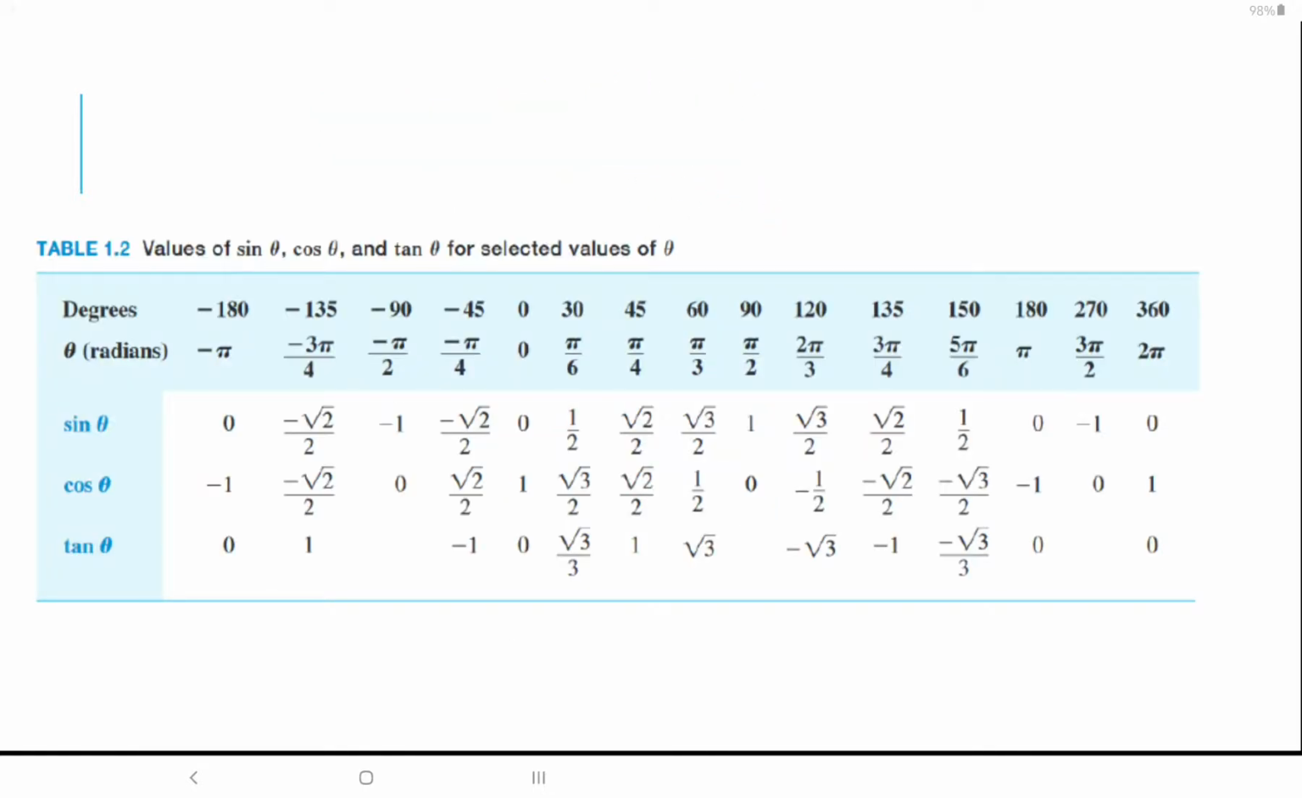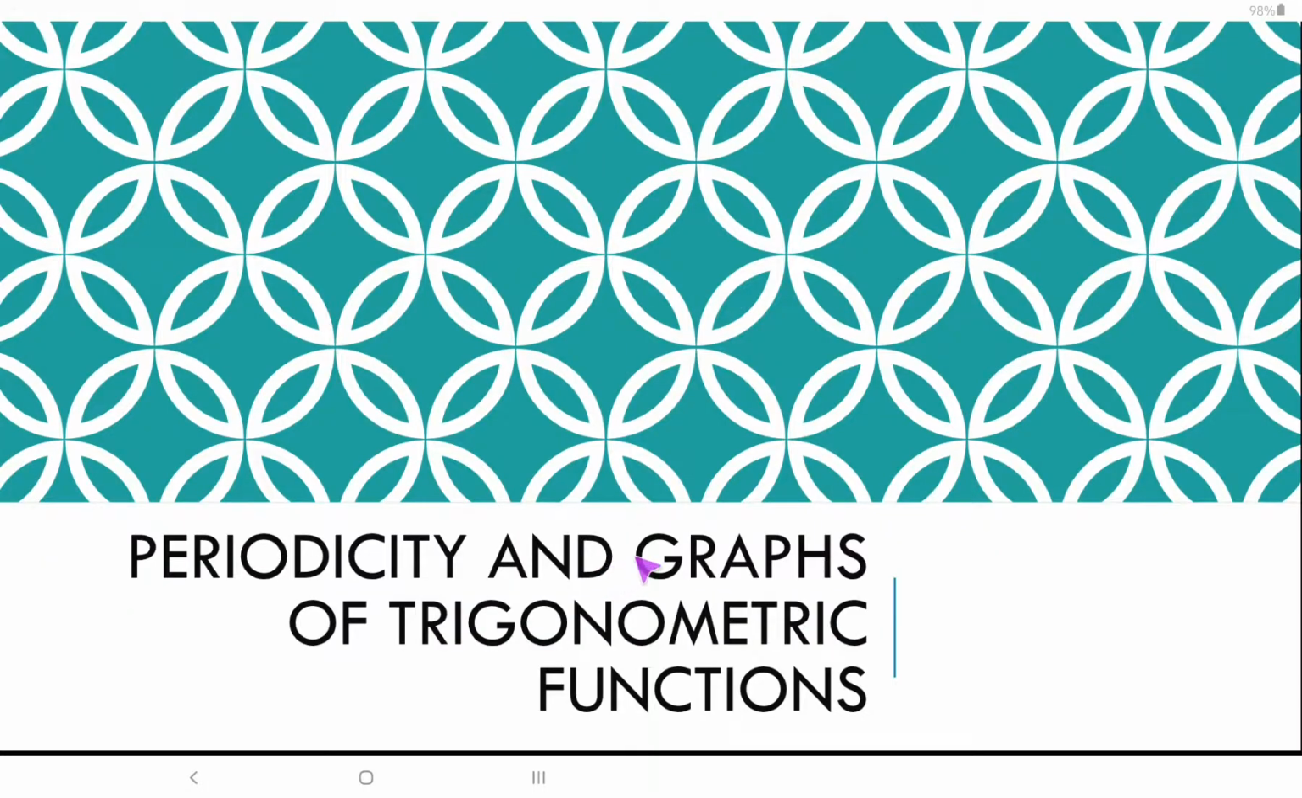Okay, so here we have the table of values for sine, cosine, and tangent for most used values of theta. So ito yung mga multiples lang ni pi over 2 or multiples ni pi over 3. Okay? So, hindi nyo naman kailangan i-memorize to. Pero it's best if memorize nyo siya.